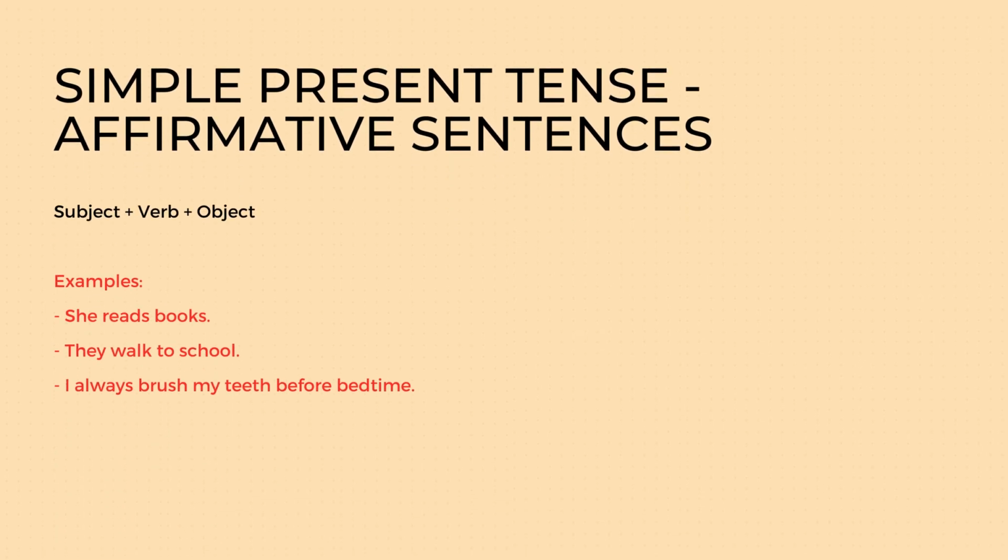When forming affirmative sentences in the simple present tense, we follow the structure of subject plus verb plus object. For example, she reads books. In this sentence, she is the subject, reads is the verb, and books is the object. Another example is, they walk to school. Here, they is the subject, walk is the verb, and to school is the object.